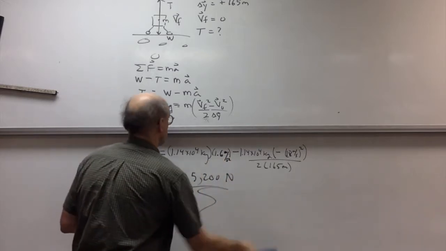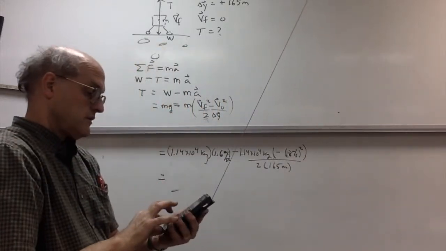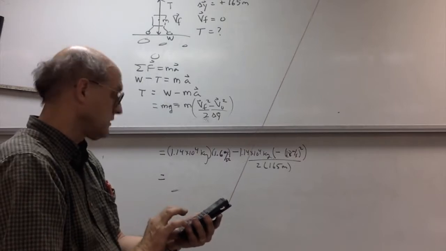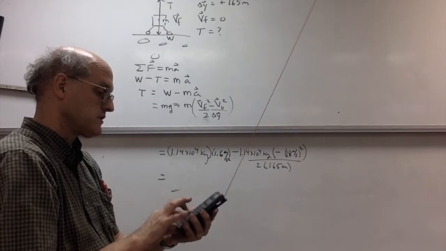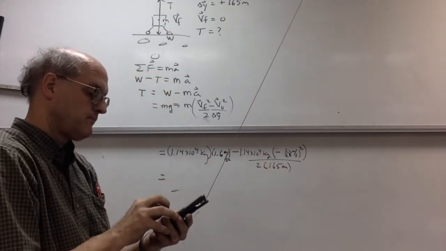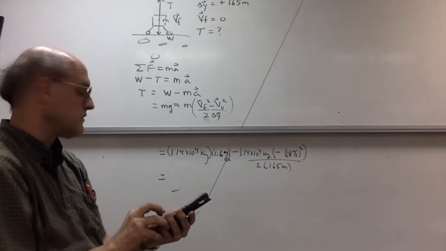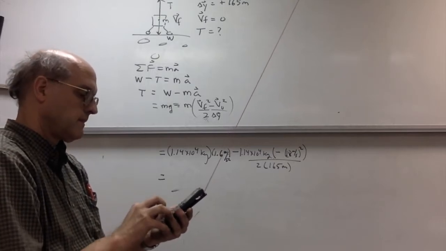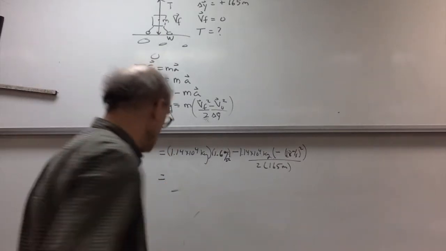So let's redo this. So we take 18 squared times 1.14 divided by 2 divided by 165. Okay, and we have a negative here, a negative there. So we're going to add that to 1.6, not 10 meters per second squared, times 1.14. Okay, and I'm getting about 29,400 newtons.